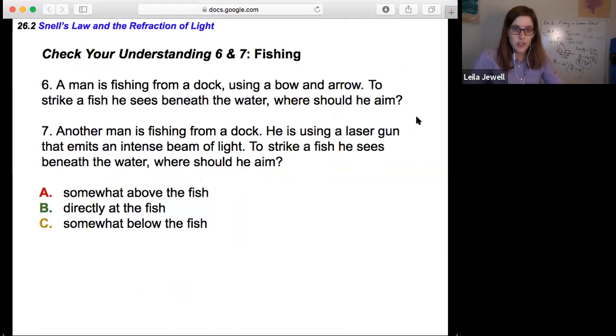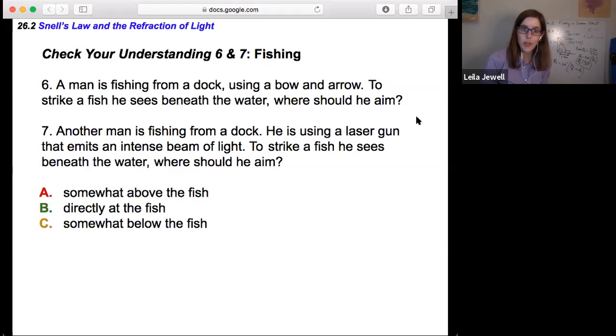Okay, so let's do a check your understanding to wrap us up here. Fishing. So a man is fishing from a dock using a bow and an arrow. To strike a fish he sees beneath the water, where should he aim? Another man is fishing from the dock. He is using a laser gun that emits an intense beam of light. To strike a fish he sees beneath the water, where should he aim?